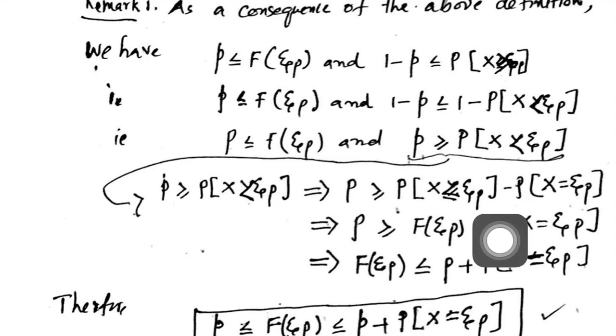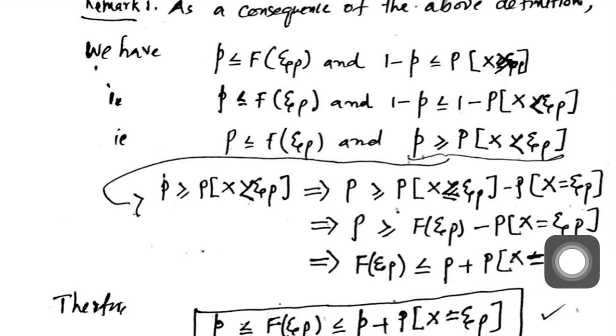It is equal to f of psi p, by definition of the distribution function, minus the probability that x equal to psi p.